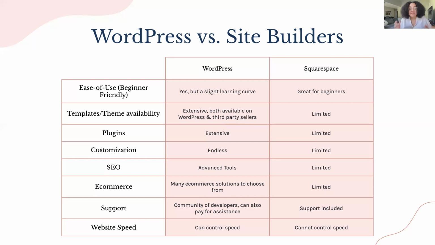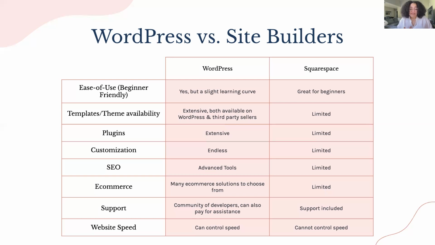E-commerce. There's a bunch of e-commerce platforms you can use on WordPress. One of the most popular ones being WooCommerce, which is a plugin. But there's a lot of customization you can have with that plugin. Whereas with, again, site builders, kind of limited to however they display their shops. Support.